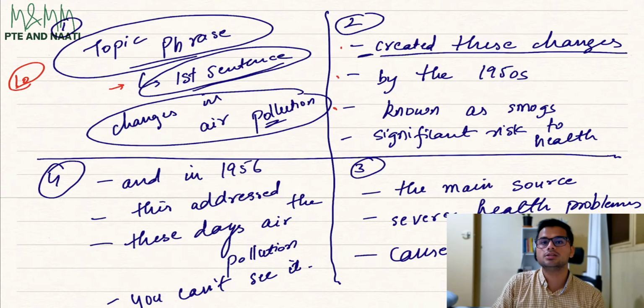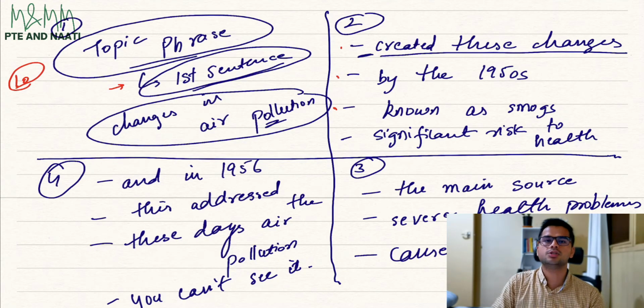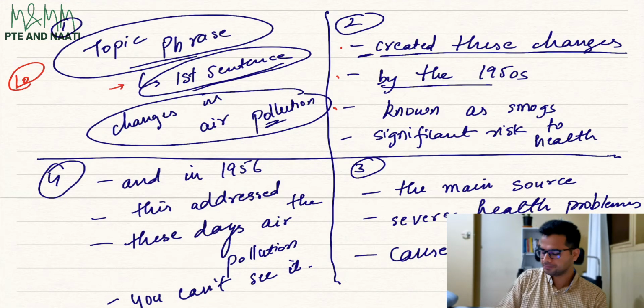In this topic, specifically in Retell Lecture, even if your phrases do not make any sense, it does not really matter. As long as the phrases that you're speaking in your answer are exactly the same words which were spoken in the audio, you will end up getting a perfect score, which is a 90 out of 90. So do not worry about your phrases making any sense at all.